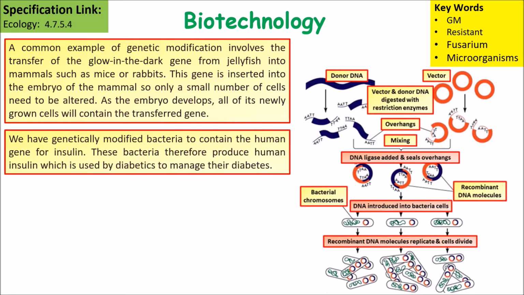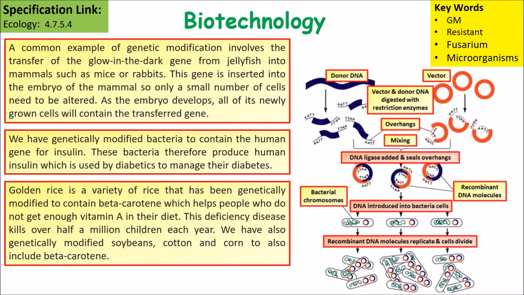We've genetically modified bacteria to contain the human gene for insulin. These bacteria therefore produce human insulin, which can be used for diabetes. Golden rice is a variety of rice that has been genetically modified to contain beta-carotene, which helps people who do not get enough vitamin A in their diet. This deficiency disease kills over 500,000 children each year. We have also genetically modified soybeans, cotton and corn to also include beta-carotene.